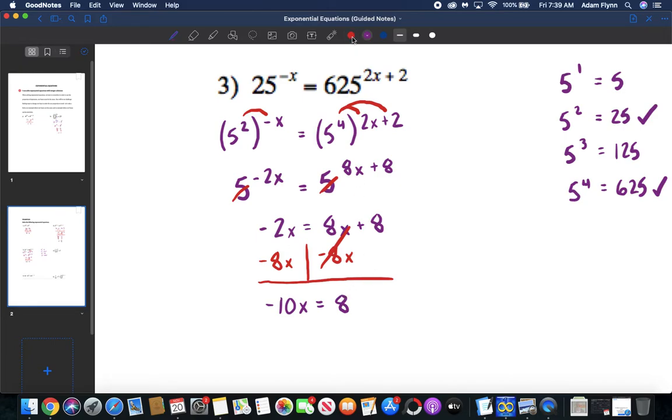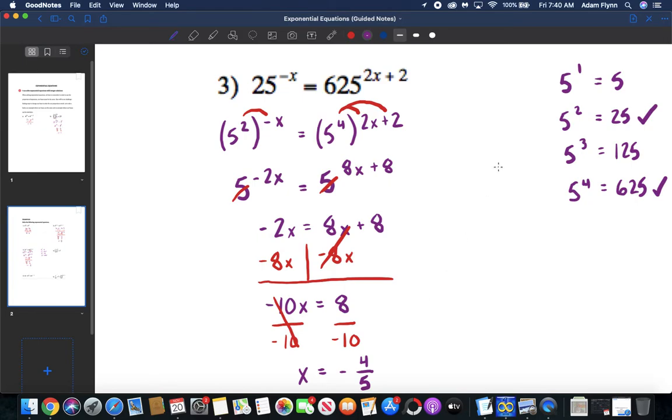My last step will be to isolate my x by dividing both sides by negative 10. When I do that, negative 10's cancel on the left side, and I am left with x equaling 8 over negative 10, but I know I can simplify that to negative 4 over 5.